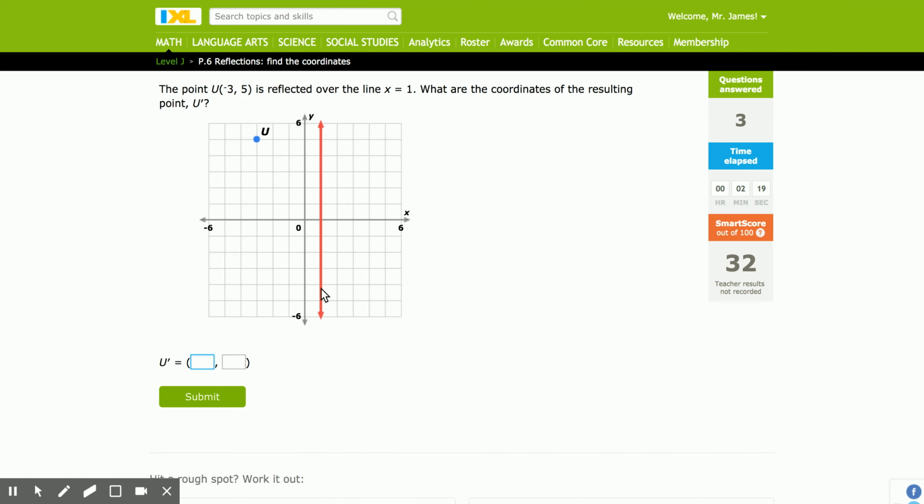Now this is a little different in that we're moving it not across an axis, but across a line. So we're moving it across this line x = 1. So U is 1, 2, 3, 4 spots away from this line. And that means that U prime will be 4 spots away on the other side. So if we can correctly identify that ordered pair, it looks to me like 5, 5. And we're good. Point L is just going to shift over here to 1, 3. That was easy.